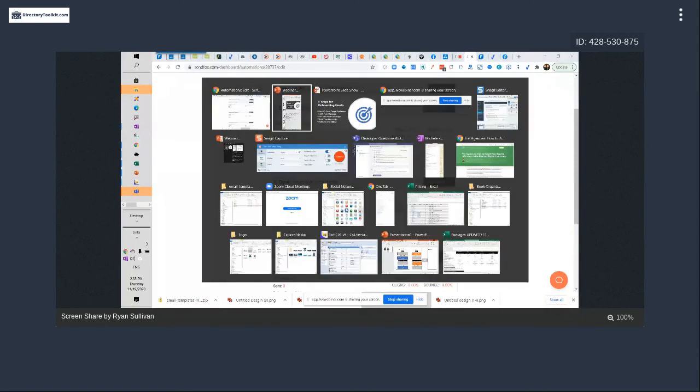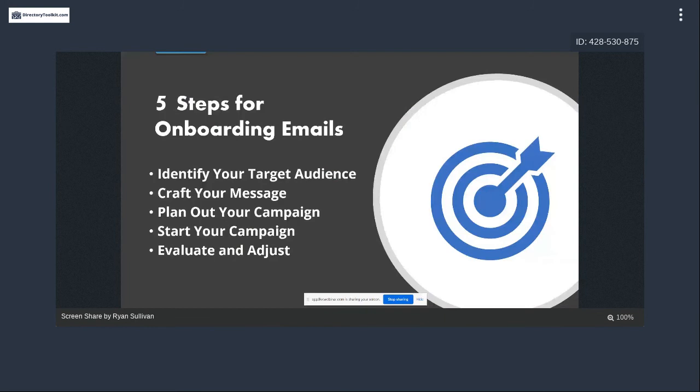The fourth thing, and the eventual thing you want to get to, is you've got to start your campaign. Once you've identified your audience, crafted your message, and planned out your campaign, you've got to actually start sending it. Once you start sending that, you're going to start getting some actions, some conversions, some feedback from people if you're asking for that, and obviously you're going to get some results.